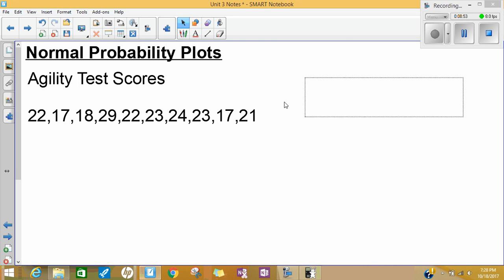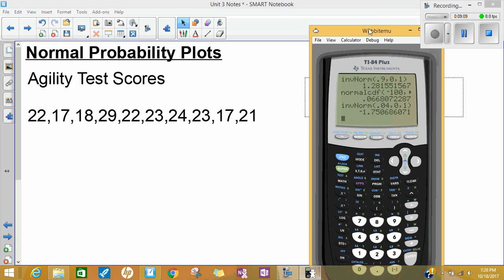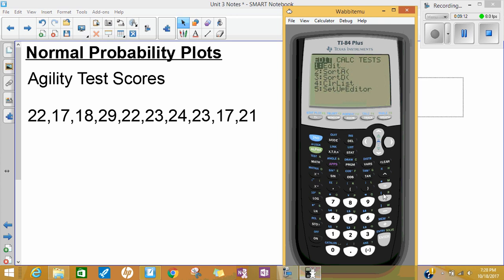So one more quick thing here in terms of being normal. We said that if the data distribution was approximately symmetric and unimodal, then we could say it's approximately normal. There's another way to test that, and that would be to actually enter this data into a list on our calculator. So we would do stat, edit, enter that data in, as you can see I've done here. Then we can do a plot. And we're going to do a normal probability plot. So it's this last choice down here.